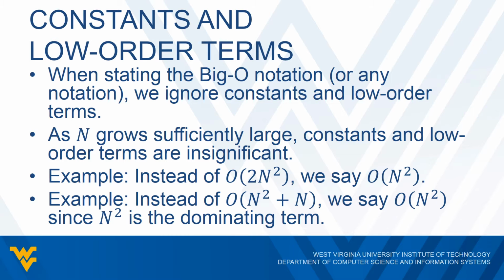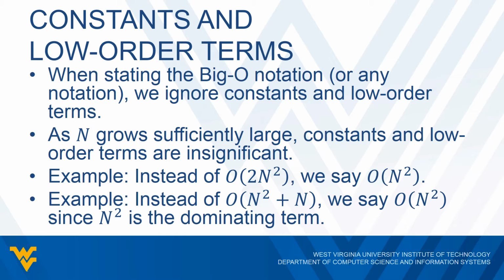In another example, if I have something like O of n squared plus n, technically that's more accurate, but we can just say O of n squared because n squared is the dominating term. So since n is the low order term, we can just take it out. Yes, it's there, but whenever we're analyzing the algorithm, we can just look at the dominating term if we're adding several things together.